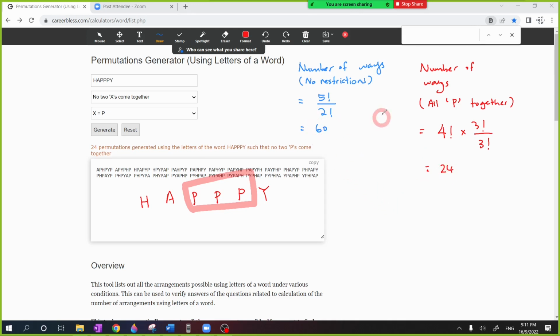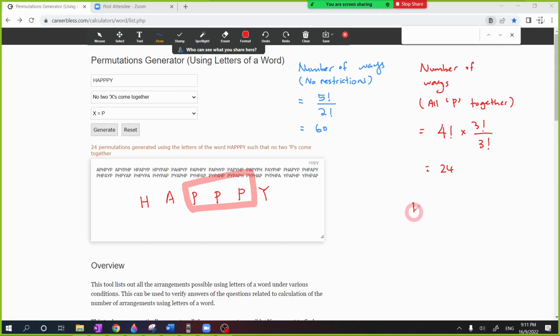You take 60 minus 24, so that to get no 2P come together, you will actually get 36, which is not the correct answer. The correct answer should be only 24. So why can we not calculate this way? When you minus this, you only consider 3P to come together, right?